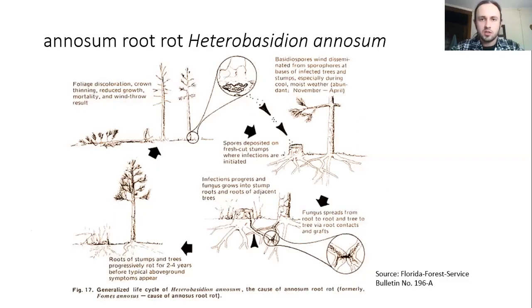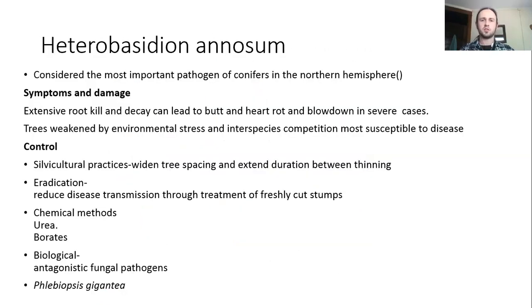Annosum root rot is another very important fungal disease. In this case, there's two primary means of spread. Basidiospores can wind disperse to freshly cut stumps, which occur after harvesting. And the disease can also spread through grafted trees. So this is actually considered to be the most important pathogen of conifers in the Northern Hemisphere. It can cause extensive root kill and decay, can lead to butt rot and heart rot, and blowdown in severe cases.